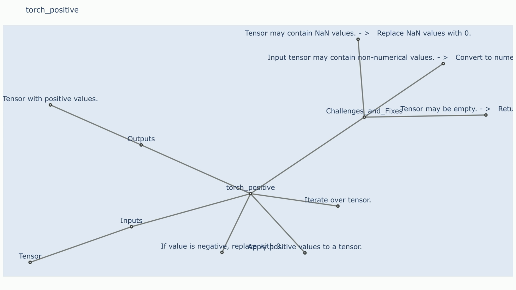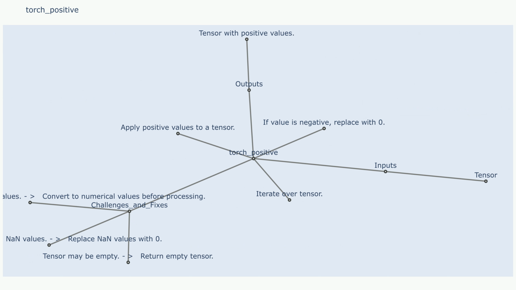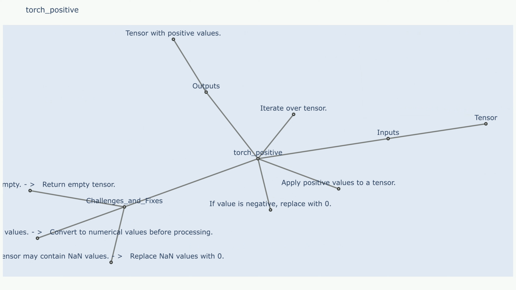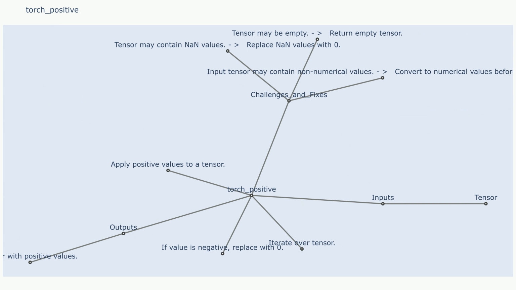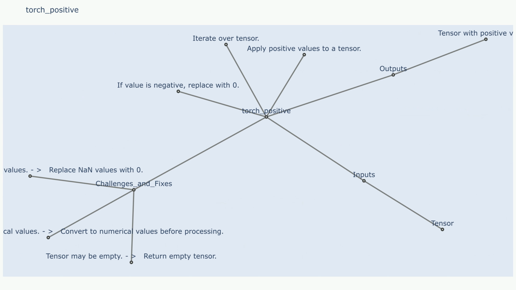torch.positive. Description: torch.positive is a PyTorch function that returns a new tensor with all the positive elements from the input tensor. It essentially filters out negative and 0 values, keeping only the elements greater than 0. Inputs: input 1, a PyTorch tensor of any data type. Outputs: output 1, a new PyTorch tensor containing only the positive elements from the input tensor. The output tensor will have the same data type as the input tensor.